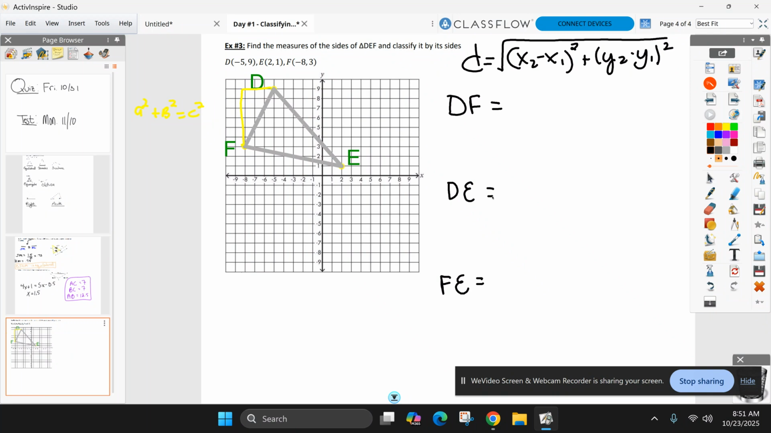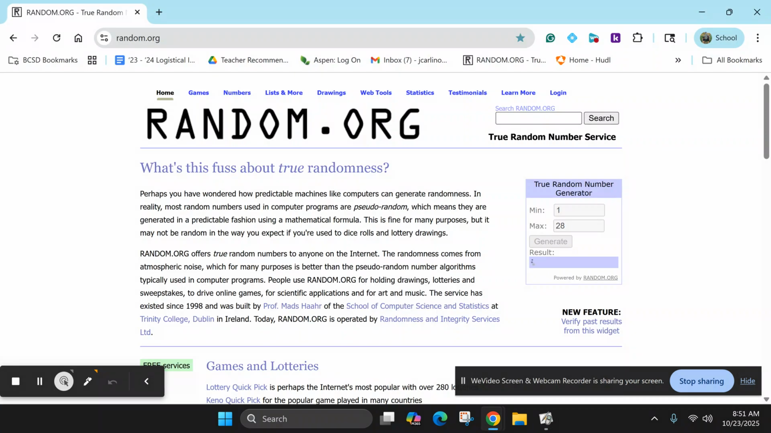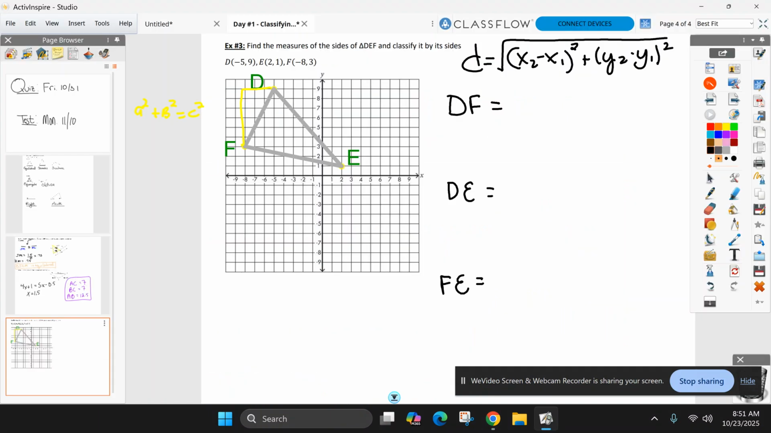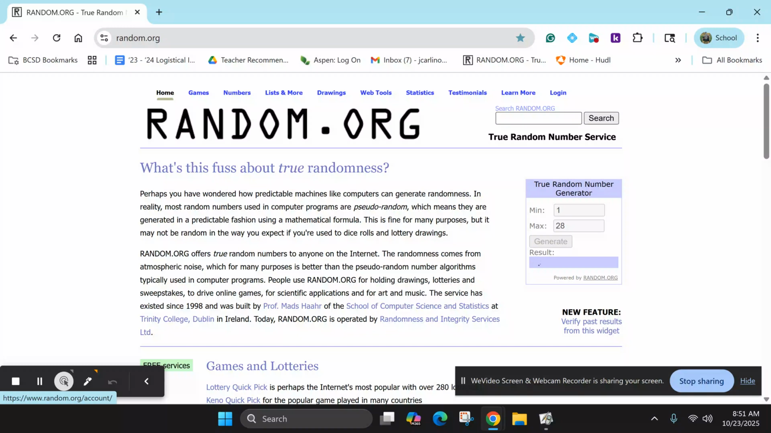First person up can start with any side you like. Give me any distance that you like. Noah, whatever distance you want. DF equals 3 square root of 5. 3 square root of 5 is the length of DF. Perfect. Yes, 3 square root of 5, whether you did Pythag or the distance formula. Good job.